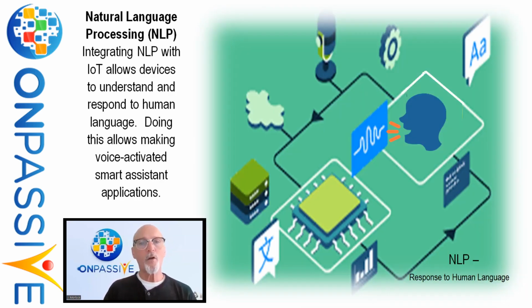There's also what we call natural language processing. We've heard of this before when we talk about the AI that ONPASSIVE uses and the machine learning that we incorporate. Integrating natural language processing with IoT allows devices to understand and respond to human language, which allows us to make voice-activated smart assistants commonplace, as witnessed when you talk to your watch or one of your devices and it answers you.